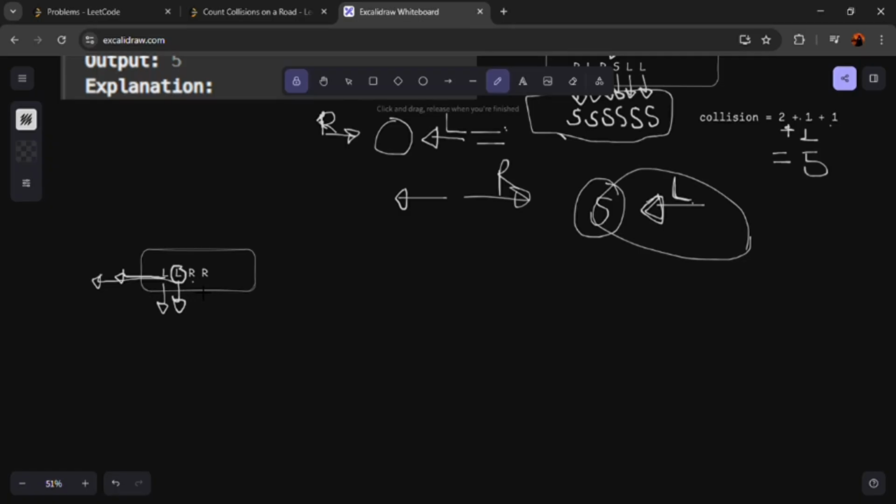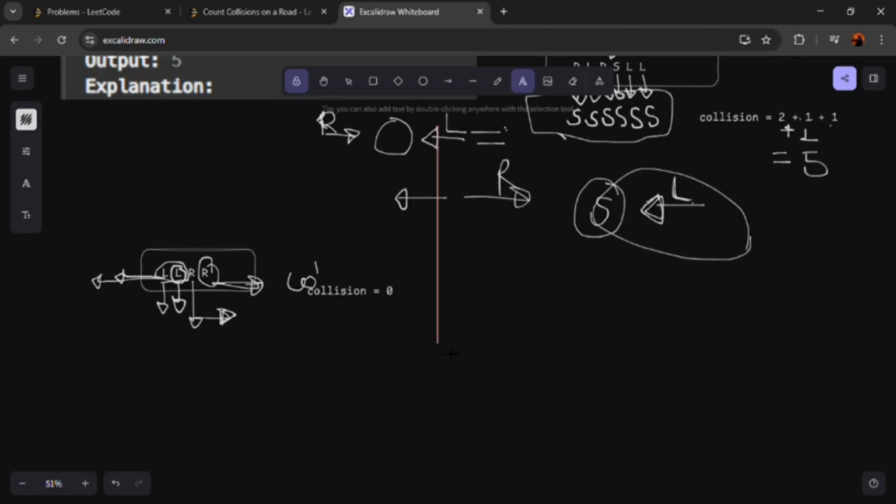Now look here, this car is moving to the right direction, so there is no collision because this car is also moving in the right direction. No collision happens because both cars move in the same direction. So the collision count will be 0.